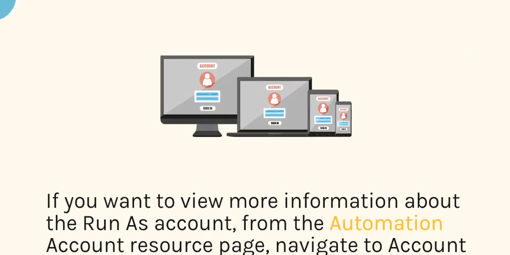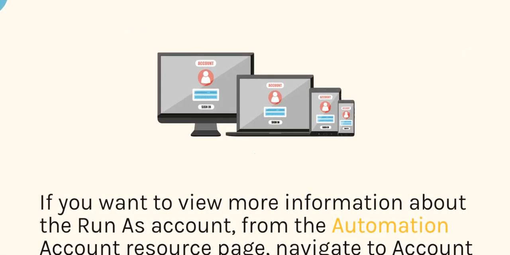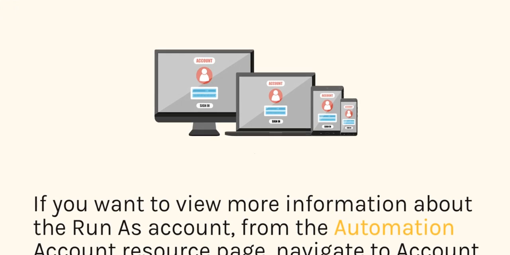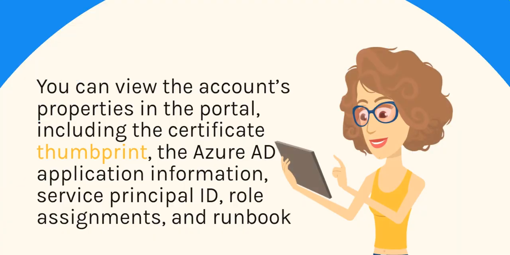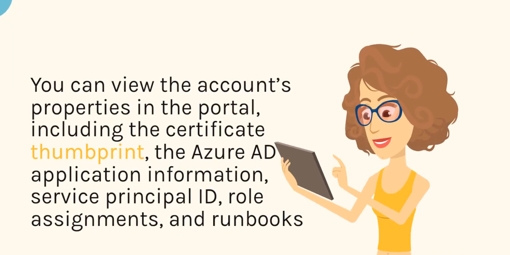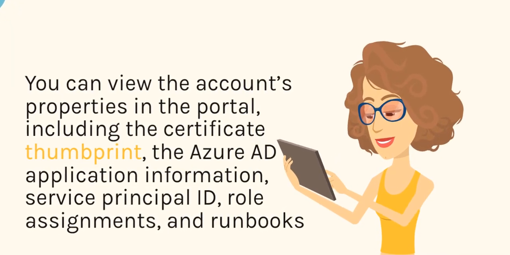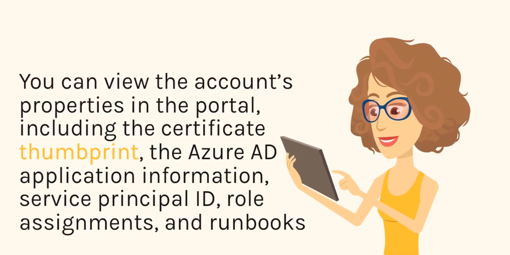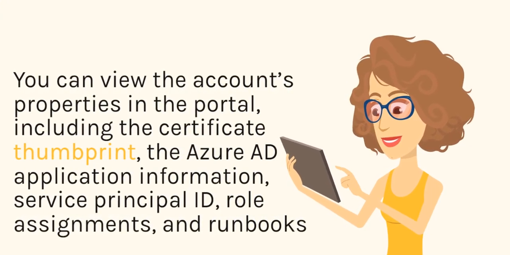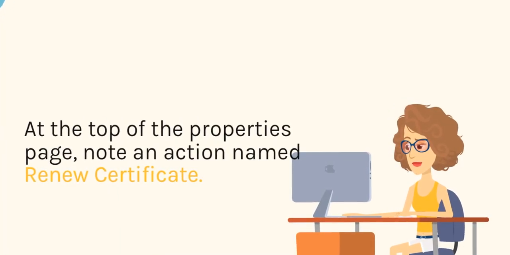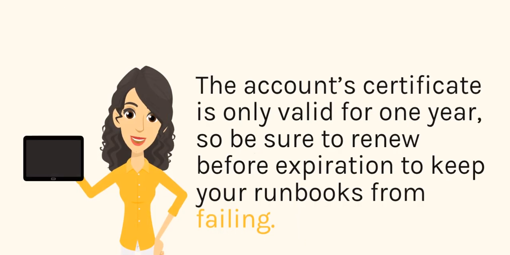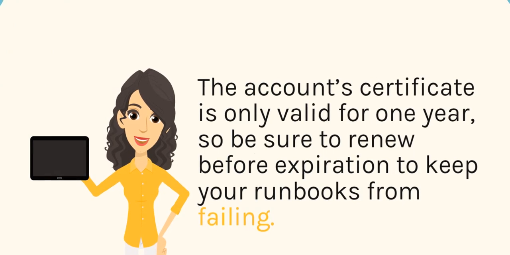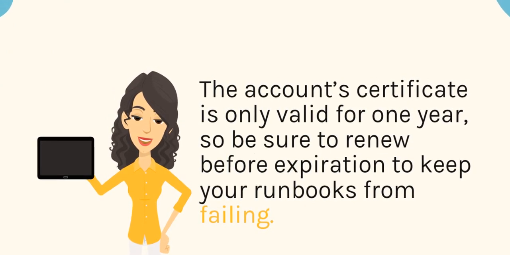If you want to view more information about the Run As account, from the Automation Account Resource page, navigate to Account Settings > Run As accounts. You can view the account's properties in the portal, including the certificate thumbprint, the Azure AD application information, service principal ID, role assignments, and runbooks. At the top of the Properties page, note an action named Renew Certificate. The account certificate is only valid for 1 year, so be sure to renew before expiration to keep your runbooks from failing.